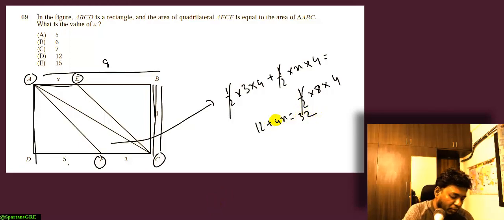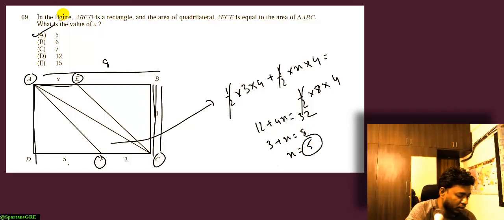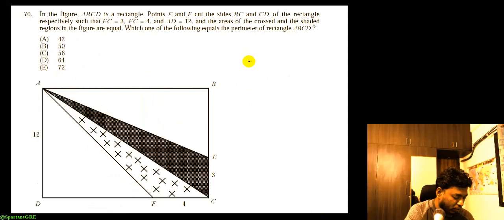Again, if you cancel 4 on all the sides, 3 plus x is equal to 8, so your x value will become 5. So your answer is 5 for this question. So let's solve our next question.